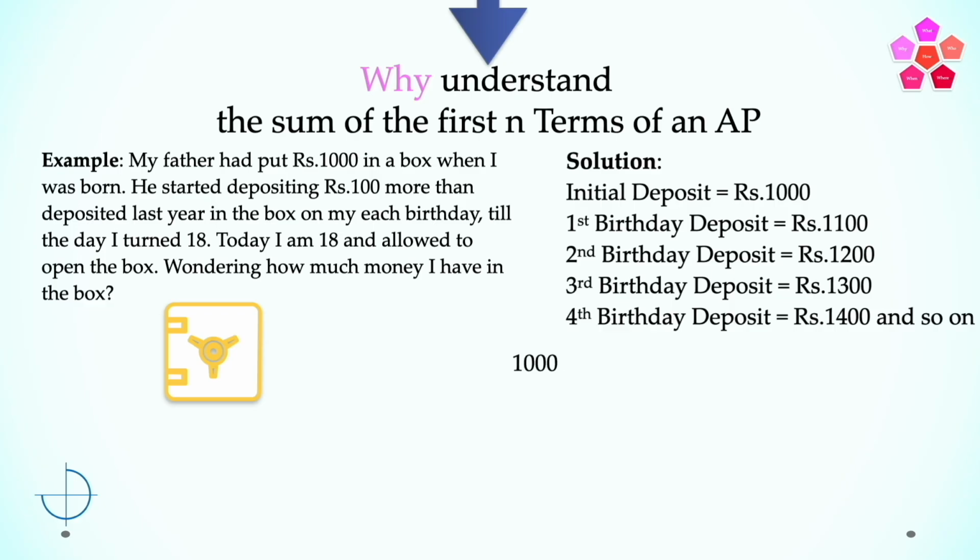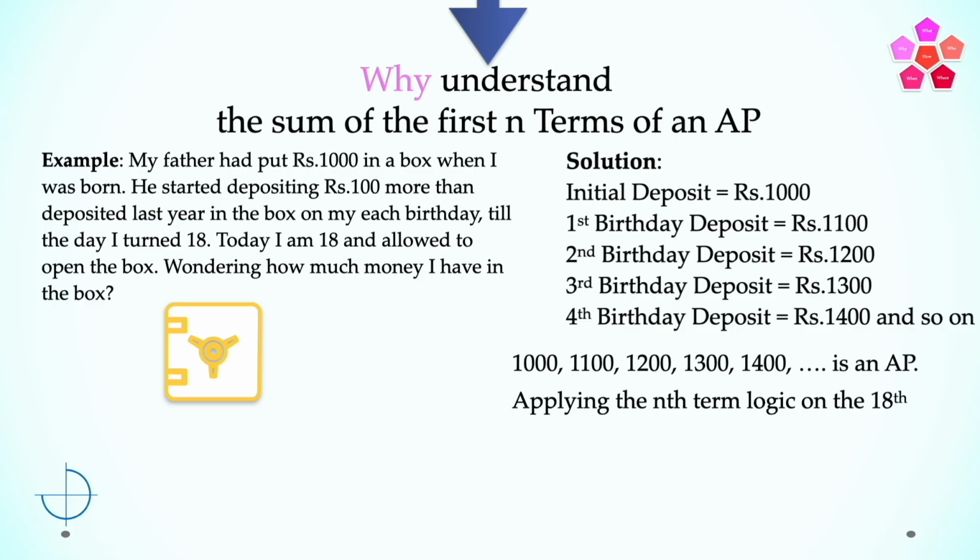Now, 1000, 1100, 1200, 1300, 1400 forms an arithmetic progression. We can see this very clearly. Applying the nth term logic on the 18th birthday, father will deposit rupees 2800. But I don't have the total money in my box. Now you see the difference.